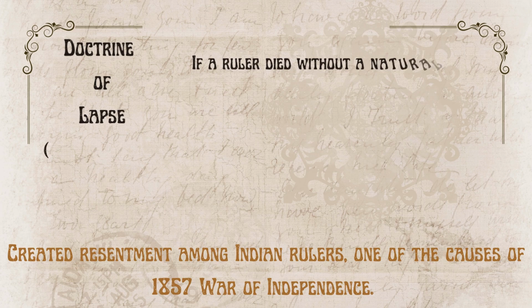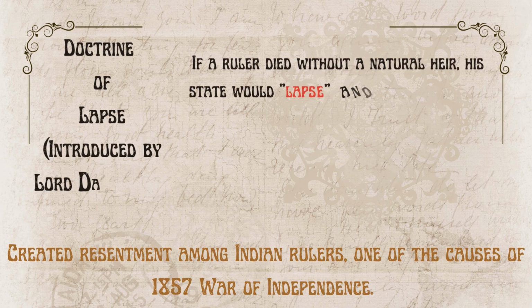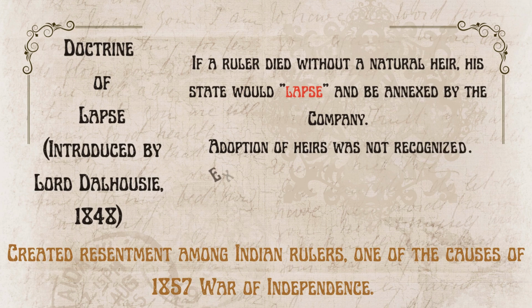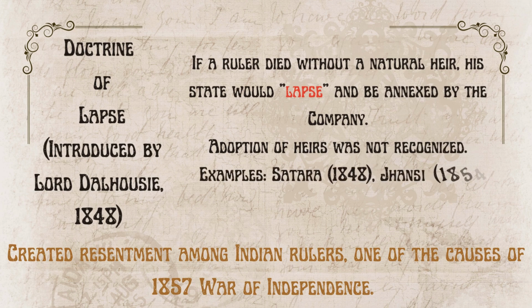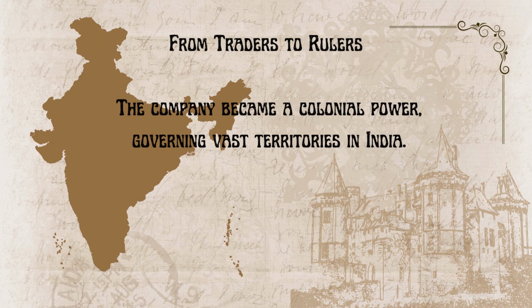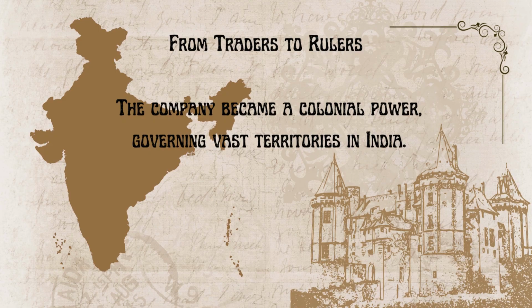Doctrine of lapse. If a ruler died without a natural heir, his estate would lapse and be annexed by the company. Adoption of heirs was not recognized. This created resentment among Indian rulers, one of the causes of the 1857 War of Independence. From traders to rulers, the company became a colonial power governing vast territories in India.